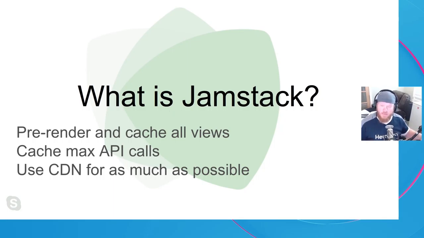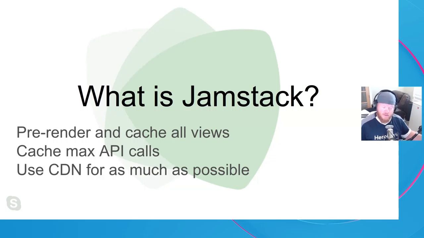But the Jamstack is trying to reduce the complexity of your production environment. So let me walk through what that means. You're going to pre-render each of your views in your app. Every single route with every single different parameter is going to be pre-rendered, and you're going to render that into an index.html file. So if you have 100 pages, you're going to have 100 index.html files, one for each.